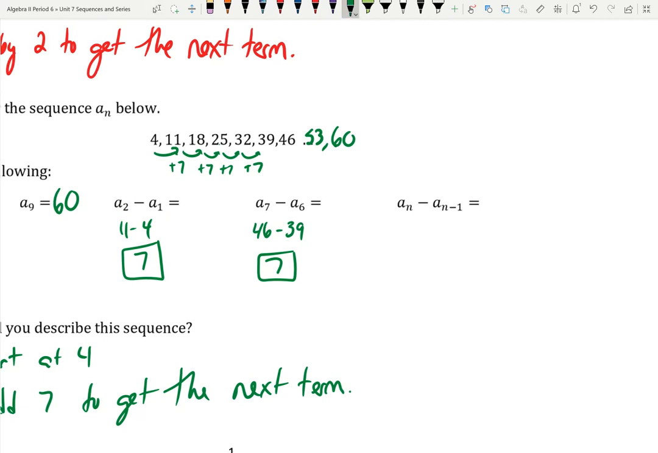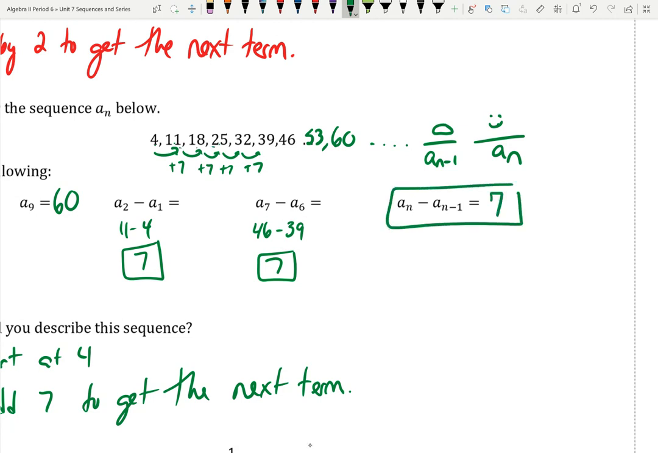So notice if I take the nth term in this list and subtract away the nth minus 1 term, the guy before him, if I do this guy minus this guy, smiley face minus cloud, what do I end up getting? Well, if I take any 2 consecutive terms and find their difference, I get 7. So remember that a sub n is the nth term, a sub n minus 1 is the guy before him, which gives me 7. This is called the common difference.